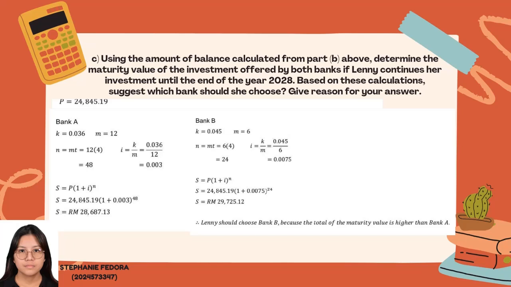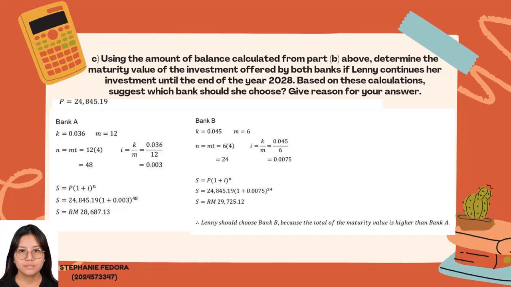Now, we're going to find the maturity value for Bank A by using the formula S equals P times (1 + i) to the power of n, which is S equals 24,845 ringgit and 19 cents times (1 + 0.003) to the power of 48, which totals to S equals 28,687 ringgit and 13 cents.